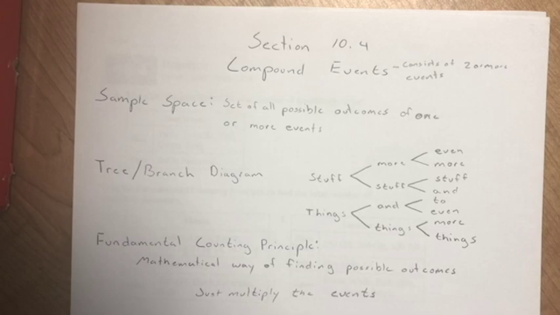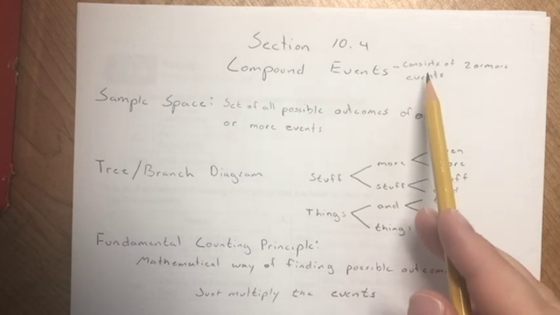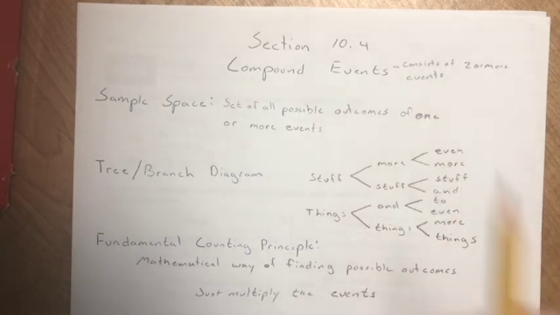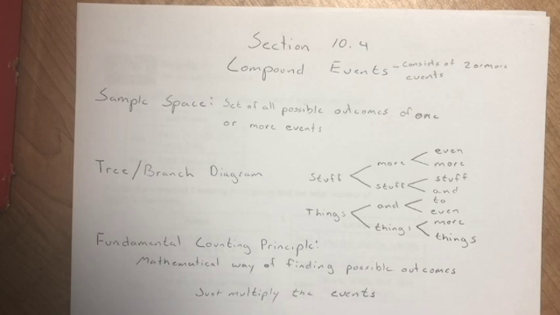Section 10.4. In this section, we're going to be talking about something called compound events, which basically is what it sounds like. It's basically two or more events that are happening at the same time. And some new terminology that you'll be seeing in this is sample space, which is, again, a set of all possible outcomes of one or more events.